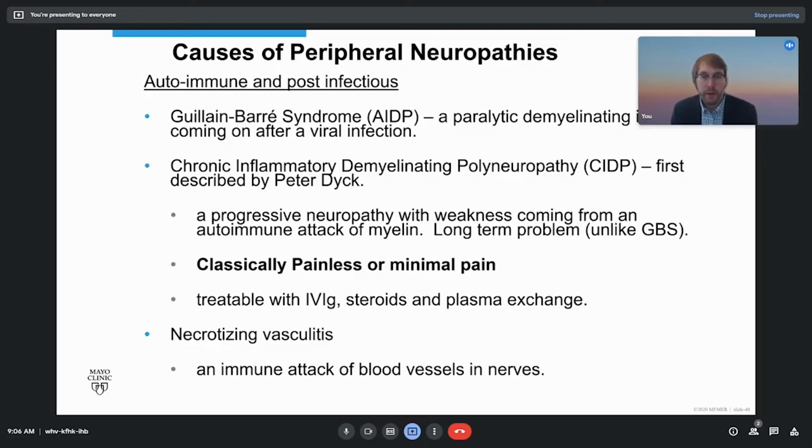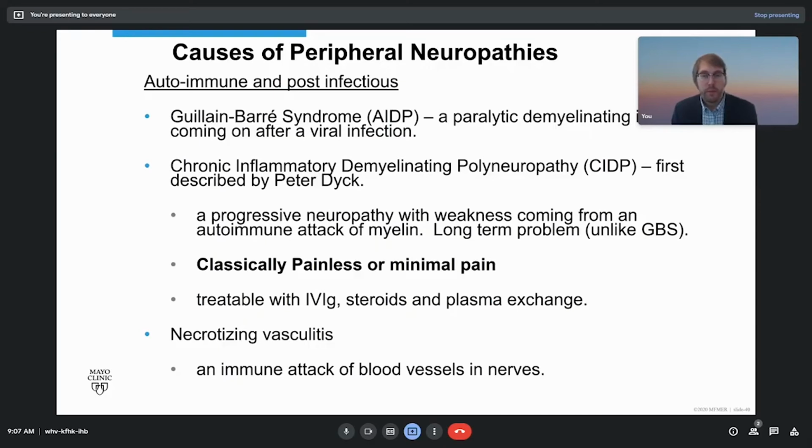Chronic inflammatory demyelinating polyneuropathy is a more slow-burning immune attack against nerves than Guillain-Barré syndrome, and it evolves over at least 8 weeks by definition, and sometimes is progressive or is more of an episodic, relapsing and remitting neuropathy, which causes weakness and lack of feeling or numbness, but most classically does not cause pain at all.